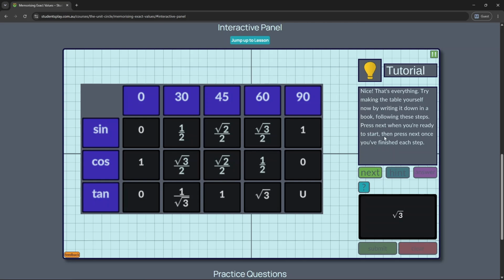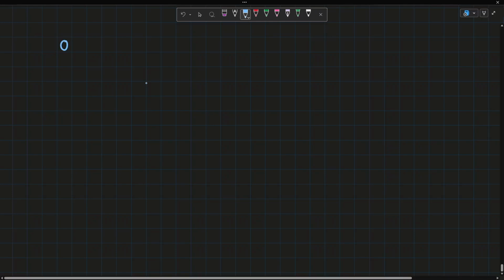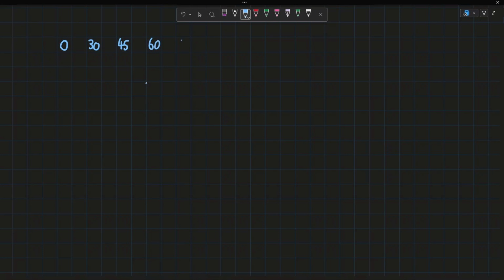Press next when you're ready to start, then press next once you've finished each step. Okay, so get a book out and then press next and start with the angle labels. So across the top of the table, first leave a blank space, so there, and then write the angles 0, 30, 45, 60, and 90, and then press next once you've done that. So I'm going to do it here, we'll leave a blank space here, and then we'll go 0, 30, 45, 60, and then 90.